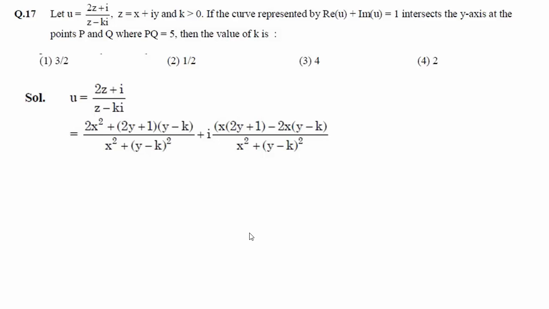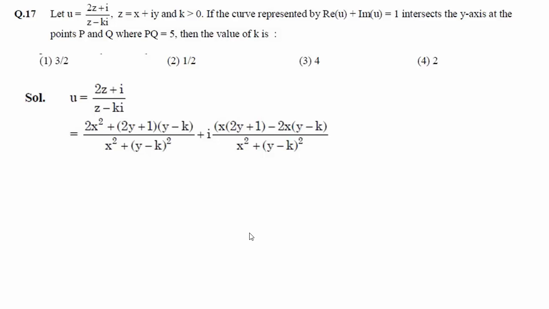Let u equal to 2z plus i divided by z minus ki, which is nothing but 2x square plus 2y plus 1 times y minus k divided by x square plus y minus k whole square, plus i times x into 2y plus 1 minus 2x into y minus k divided by x square plus y minus k whole square. Substituting the value of z as x plus iy and rationalizing it by multiplying z plus ki and dividing by z plus ki.